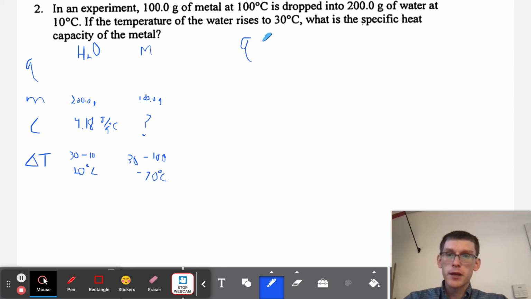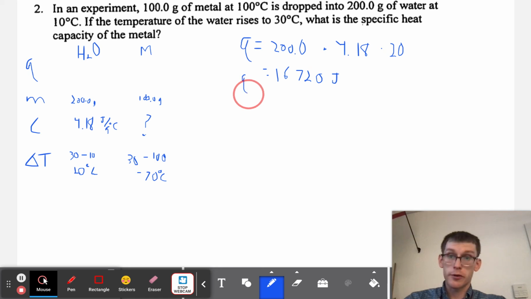The Q for the water is equal to, we have 200 grams times the specific heat, times 4.18 times the change in temperature, which is 20 degrees Celsius. And that's going to give us 16,720 joules. So that's our Q for the water. Again, this is important. This is for the water. This is what the water is gaining.